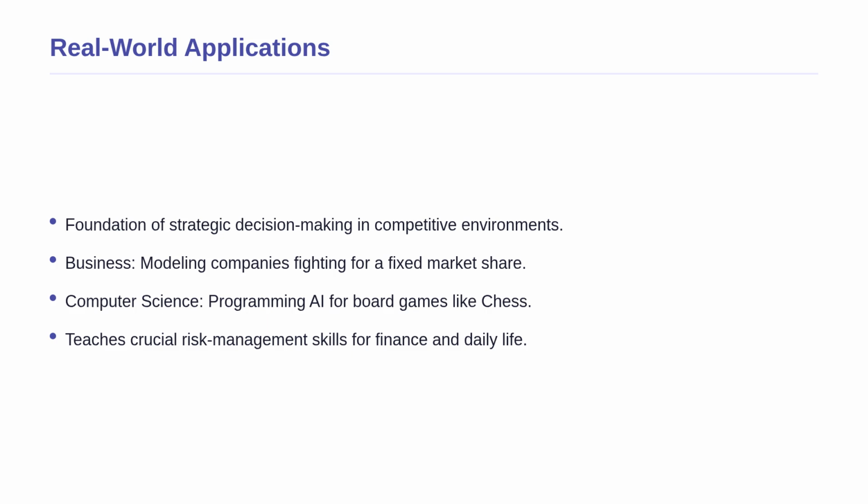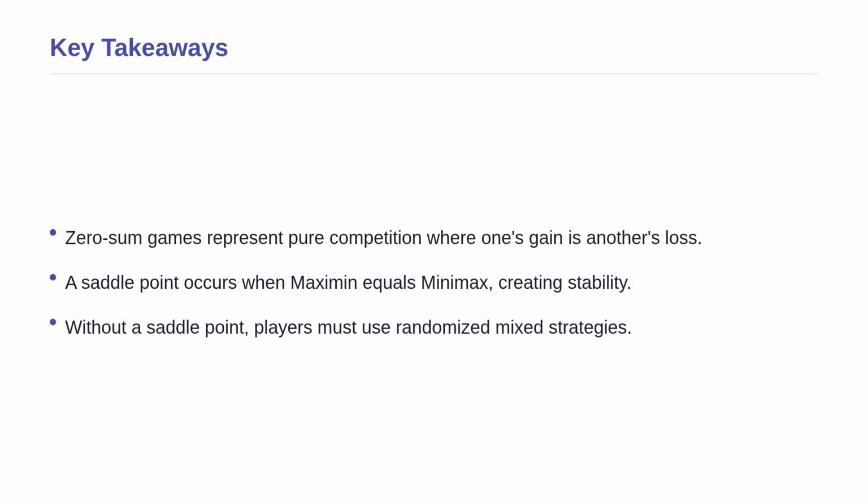In computer science, these exact algorithms are used to program artificial intelligence for board games like chess and checkers. Ultimately, understanding these games teaches us how to minimize our maximum possible losses, which is a crucial risk management skill in finance, military operations, and daily life. We have covered a lot of ground today, so let us review the most important ideas.